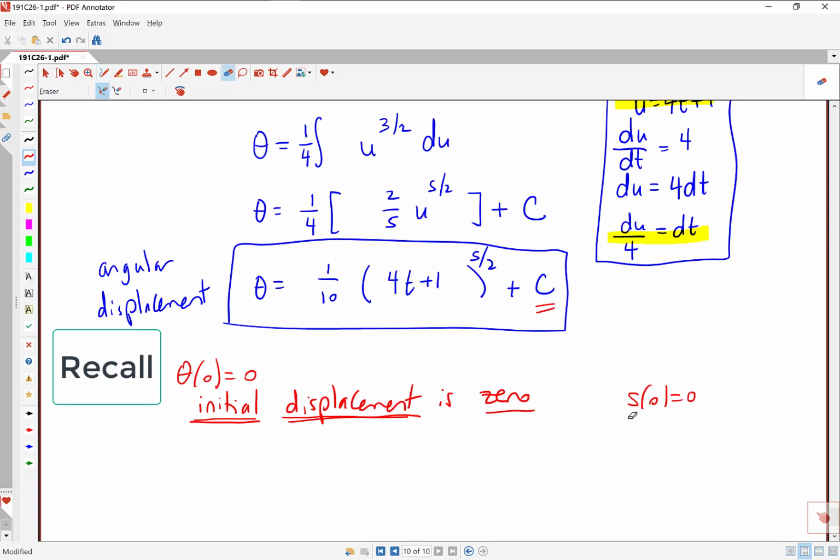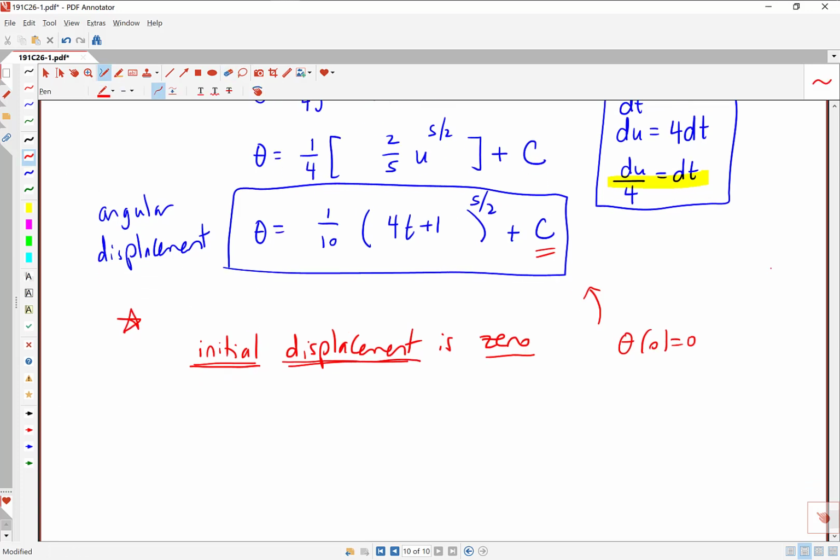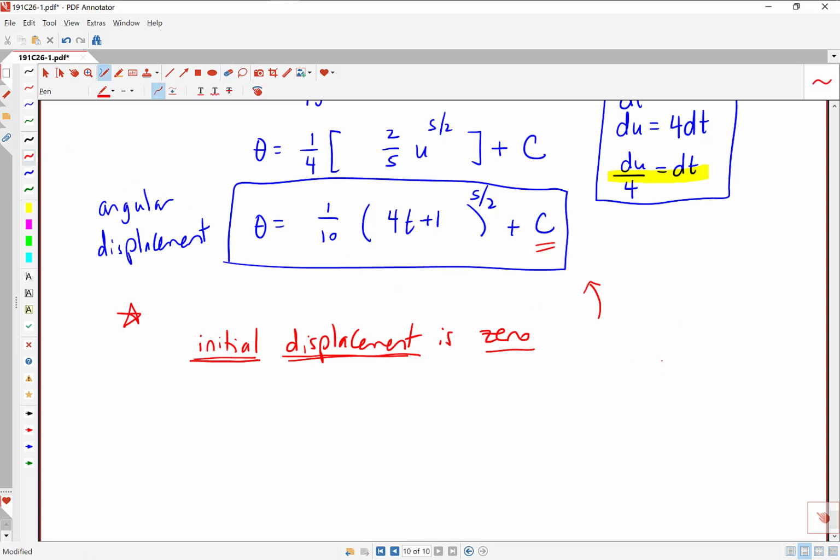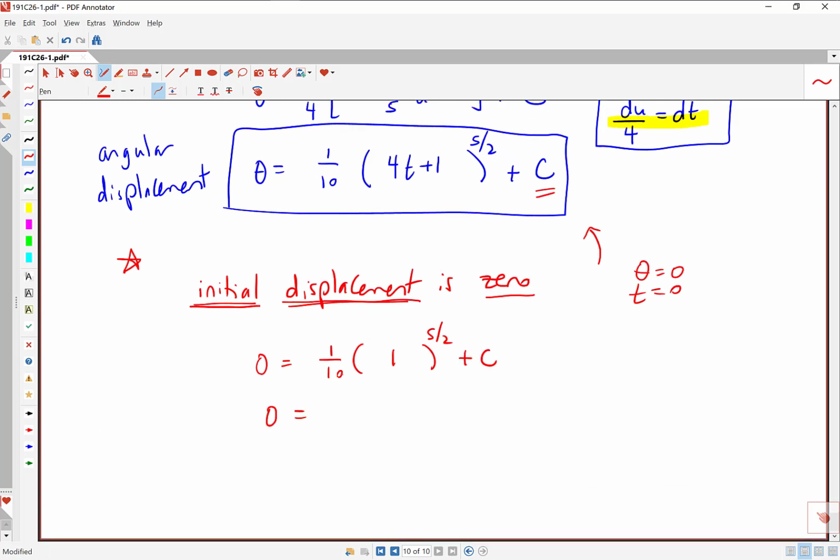But in this problem, we're using slightly different notation. We're not calling our displacement s, we're calling it theta. So theta of 0 is equal to 0. All right, so let's sub that in, meaning we're subbing in theta equals 0 when time equals 0. So subbing in that combination is going to give us our c value. Okay, so 0 is equal to 1/10 times, subbing in t equals 0, we get 1 to the 5/2 plus c. So in other words, this whole first term here is just 1/10. So if we move that over to the other side, that's minus 1/10 is equal to c.